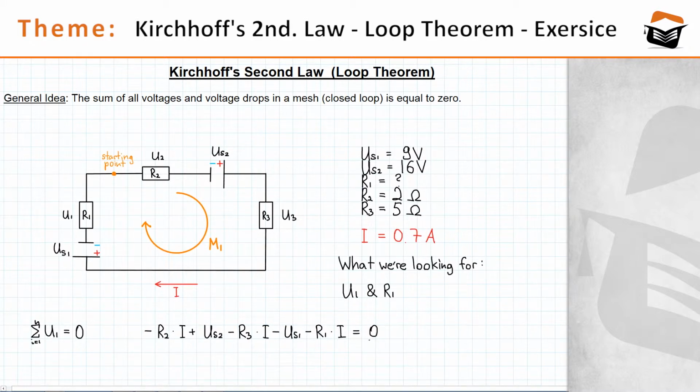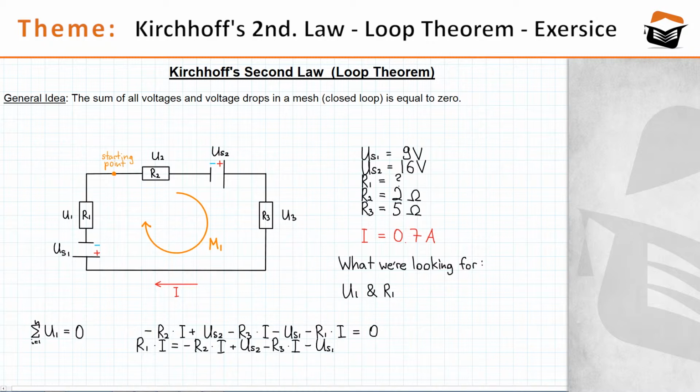So I'm gonna rearrange this equation into R1 times I, because R1 is the variable that we are looking for that we don't know yet. I'm gonna try to be quick. R1 times I is equal to minus R2 times I plus US2 minus R3 times I and minus US1.